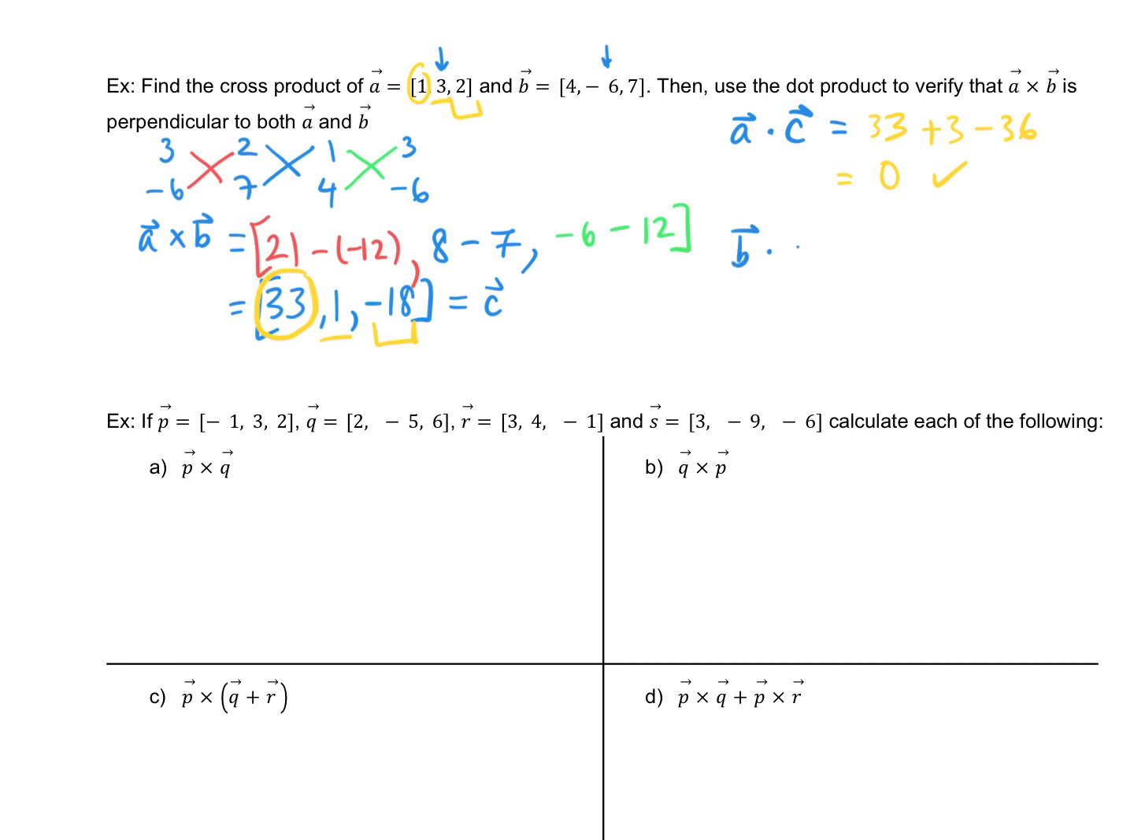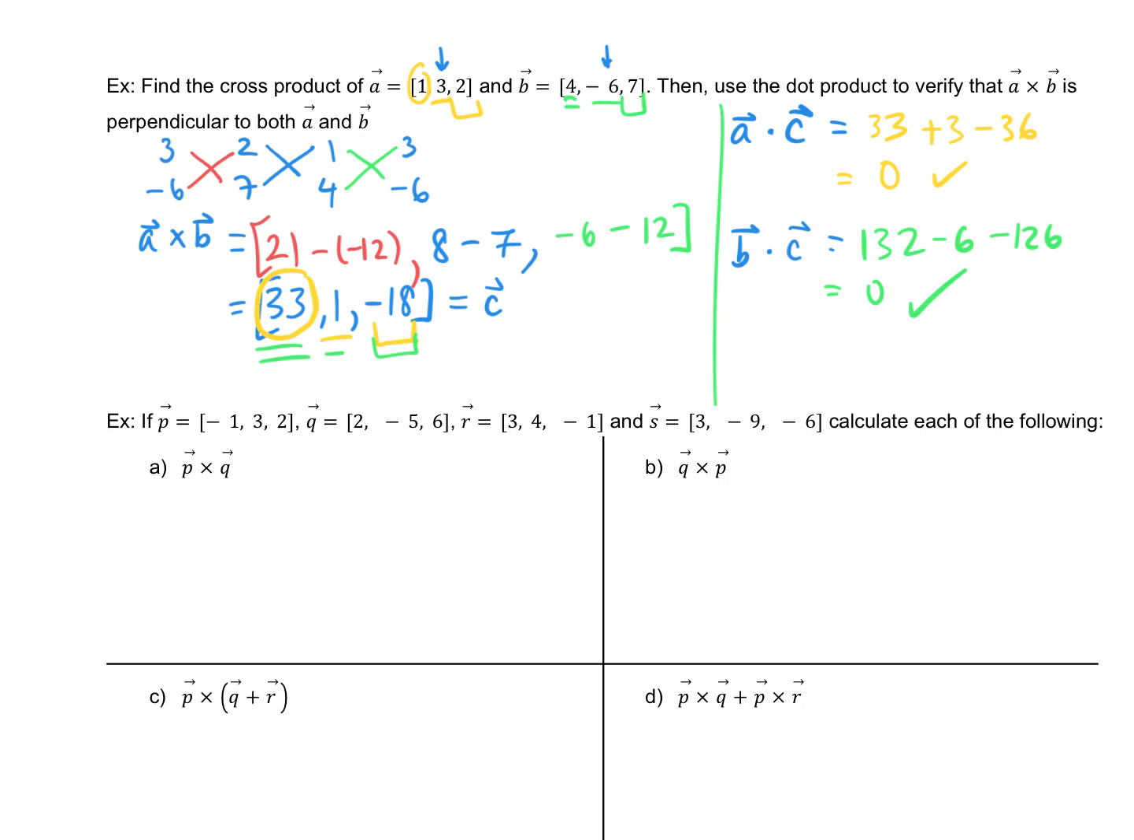Let's try vector B with that cross product. So now I'm doing 33 times 4. 33 times 4 is 132. Next, 1 times -6 is -6. And then -18 times 7 is -126. And if you calculate those, you get 0. And there's your check.